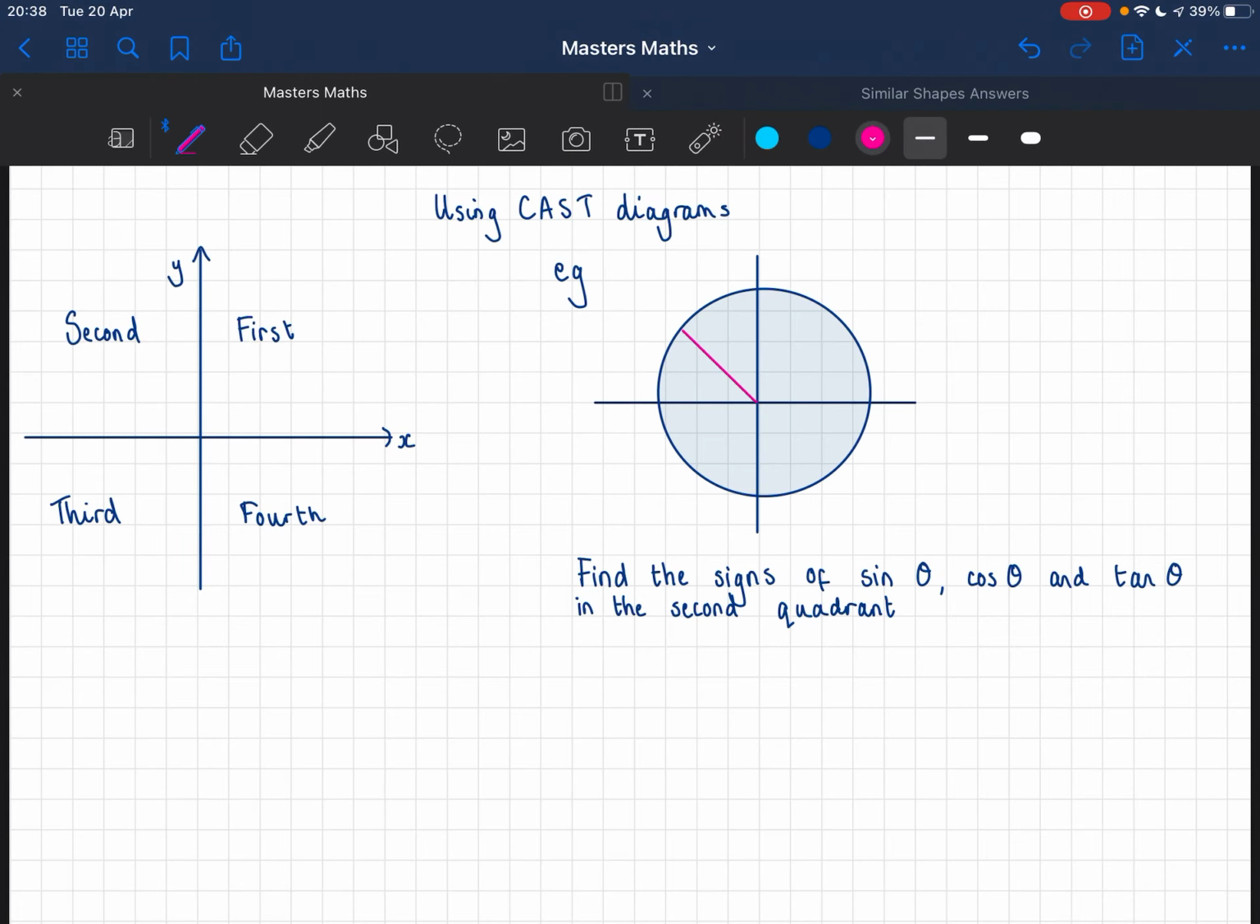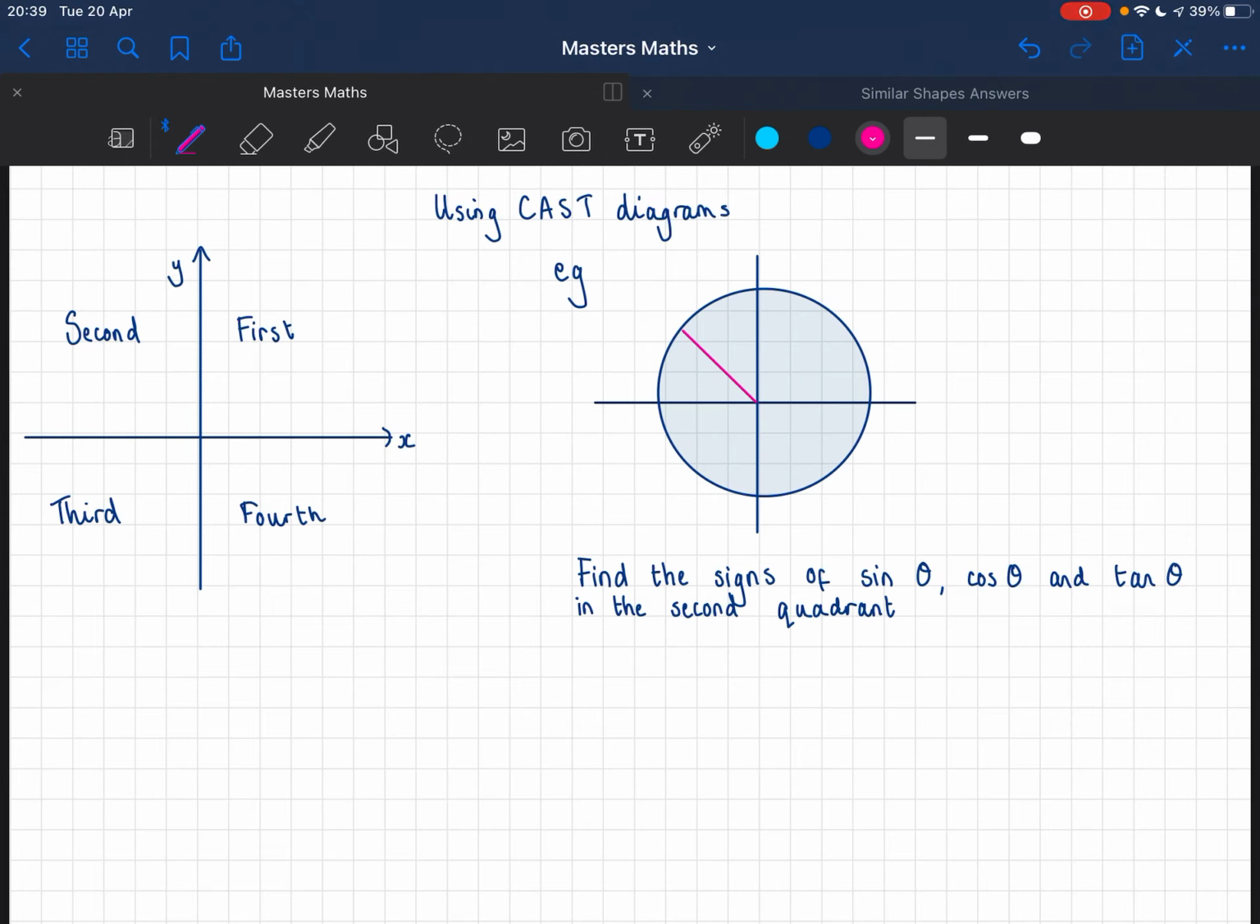So if we draw in a line, it could be anywhere between, if we say that your vertical Y is 90, and then the negative X would be 180. So any angle between 90 and 180 is somewhere in that second quadrant.